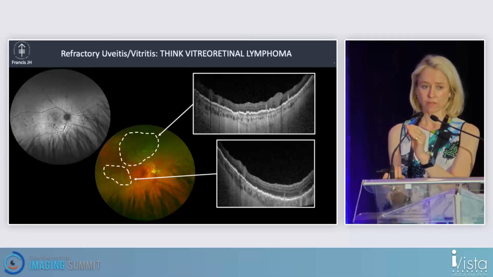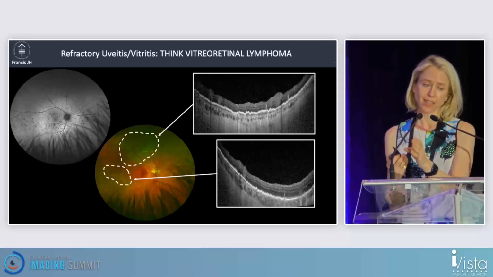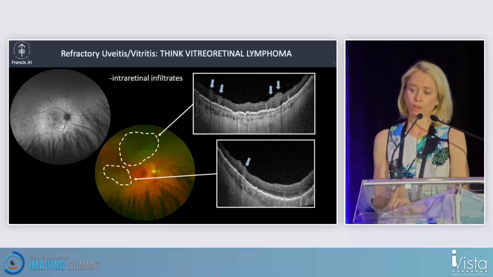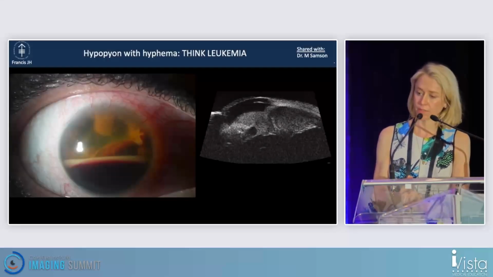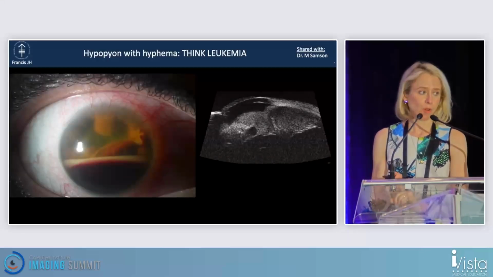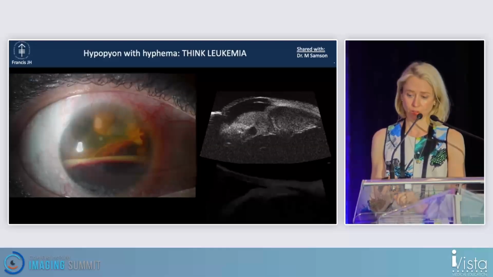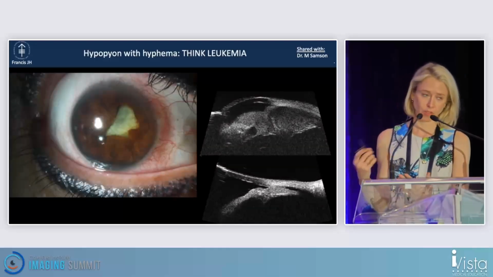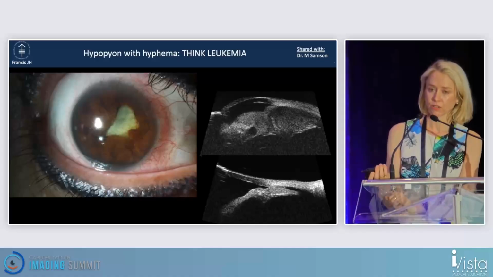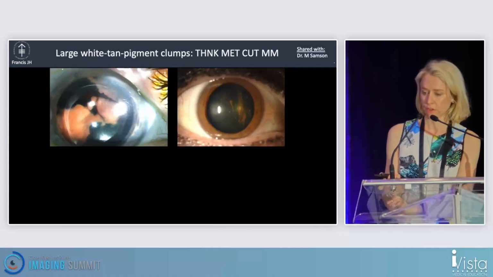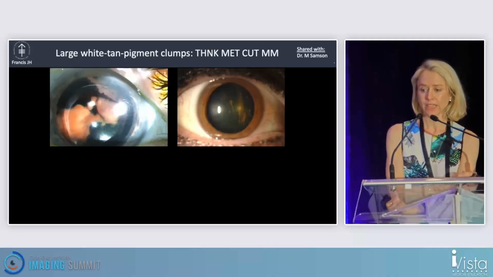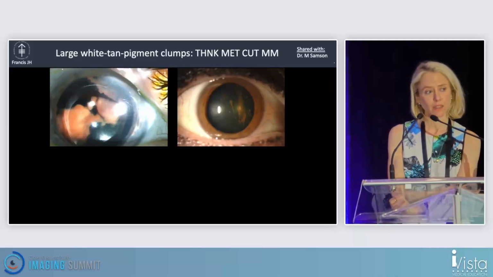If you have a refractory uveitis or vitritis, think VRL and look for intraretinal infiltrates and outer retinal infiltrates. If you have a hypopyon with a hyphema, think leukemia. Obviously, if there's trauma, you're not going to. This is a natural killer cell, killer T cell lymphoma. If you have large white tan clumps in the anterior vitreous, think metastatic cutaneous melanoma.